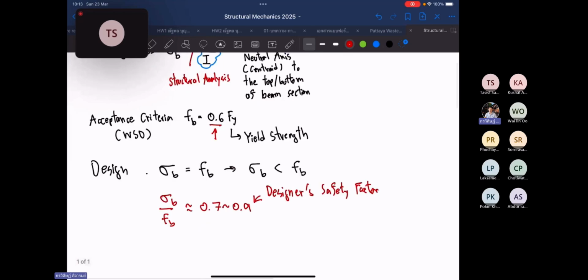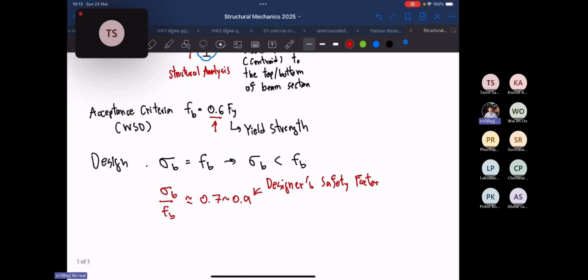Okay, and I think for me, 70% to 90% of the designer safety factor is acceptable. You only have to check the ones that use a very small value, for example, 0.1, 0.2. Like this one is a kind of over design, and we can optimize it. But I think 70 to 90% is reasonable for me.